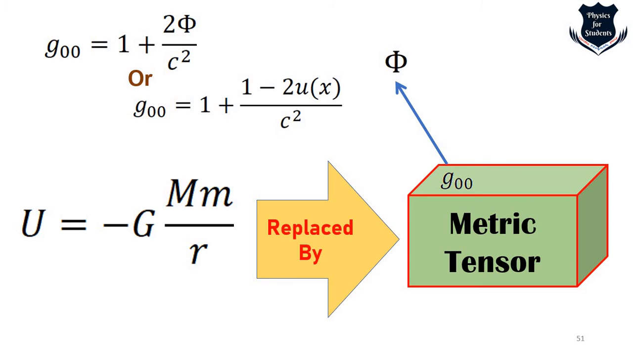Under special cases, Newton's law gravitational potential is replaced by the metric tensor. Now in the Newtonian limit, the G00 component of the metric tensor actually depends on the gravitational potential, and this is obtained by simplifying Einstein's equation into the non-relativistic equation, which is a Poisson's equation of geodesics.